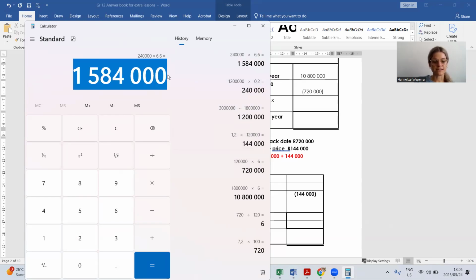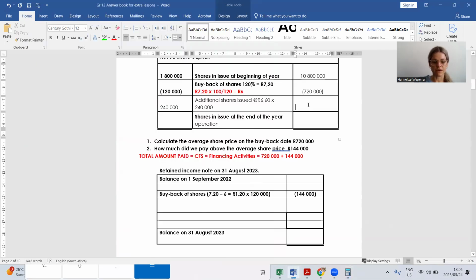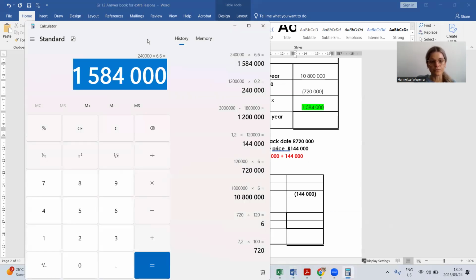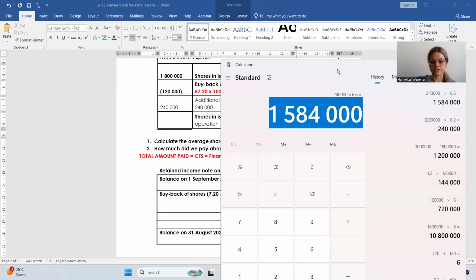So there was an inflow of money, 1.584 million that we received for this issue of shares. So this will be an inflow of cash in your cash flow statement under financing activities. Nothing in retained income, because retained income is all about the earnings that are retained, that I've accumulated over the years since I started my company. And this does not affect my profits at all. Only when I start declaring dividends will it have an effect.